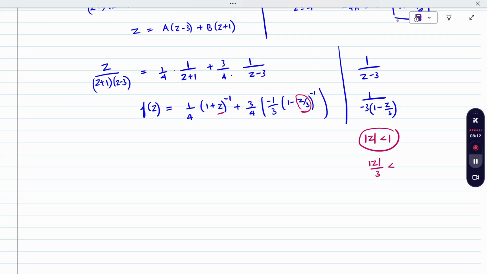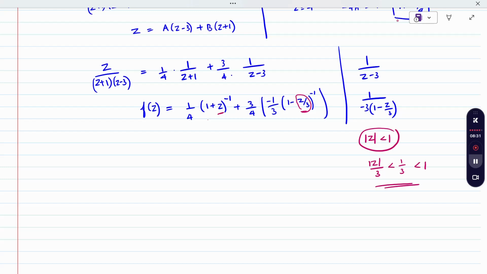So when I divide it, I will be getting 1 by 3. 1 by 3 is less than 1 only. Yes, it's satisfied. It is satisfied for the first term and it is satisfied for the second term also. Same condition it should satisfy when I rearrange. So yes, it's satisfied. I can expand it. So now I will do the expansion.